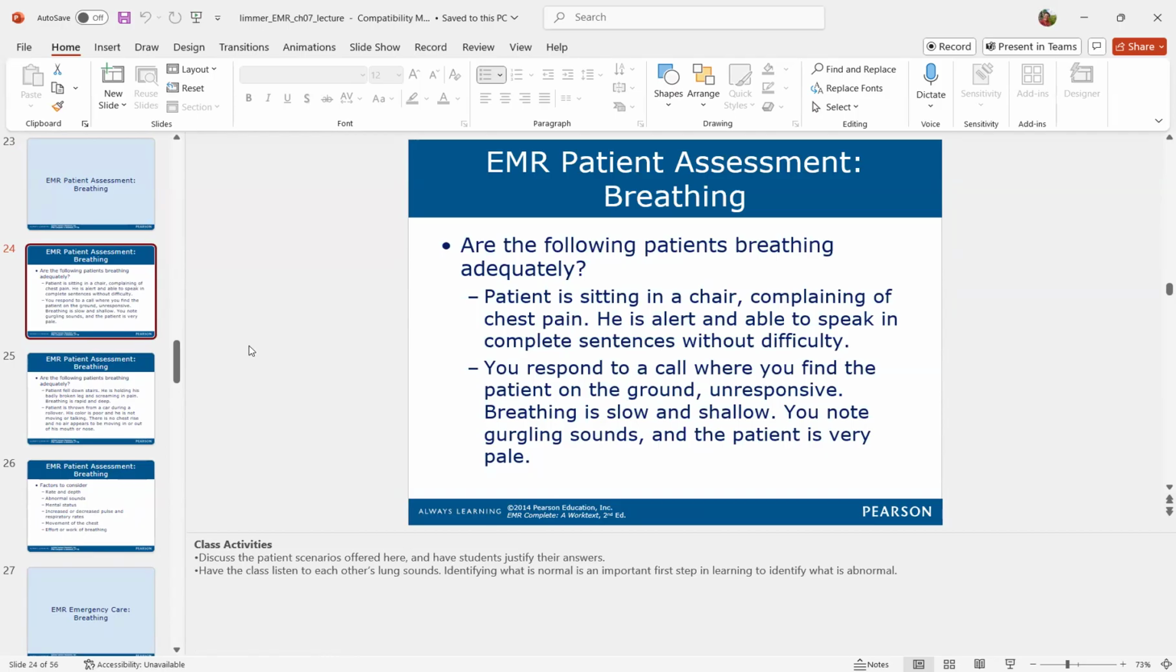You respond to a call where you find the patient on the ground, they're unresponsive, breathing is slow and shallow. You note gurgling sounds, and the patient's very pale. So that one, probably not breathing very adequately, right? Because we have slow, we have shallow, we have gurgling sounds, which means there's probably fluid in their airway. So we'll probably have to get the suction out after we open the airway.